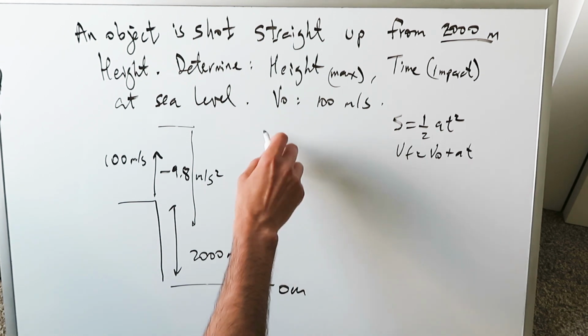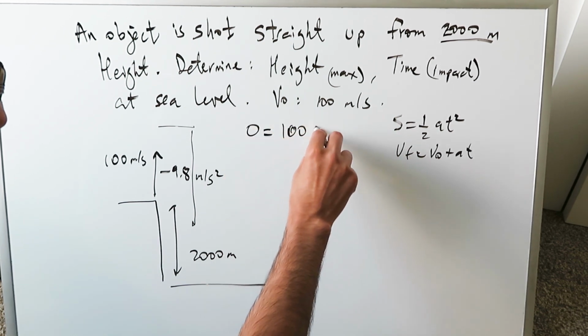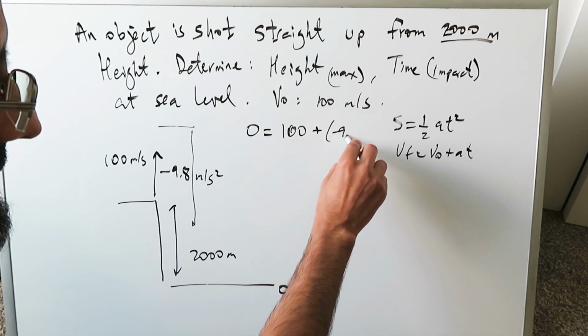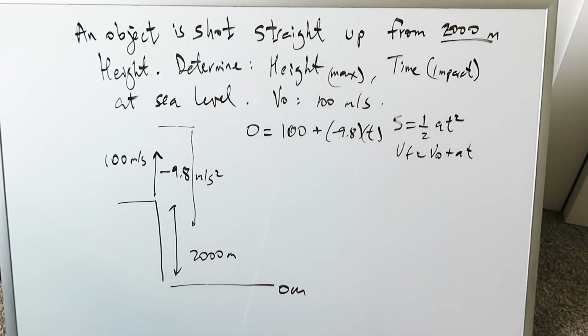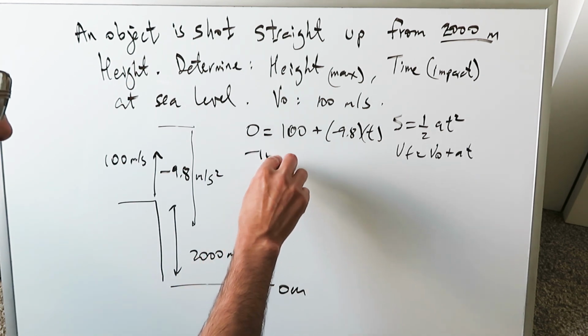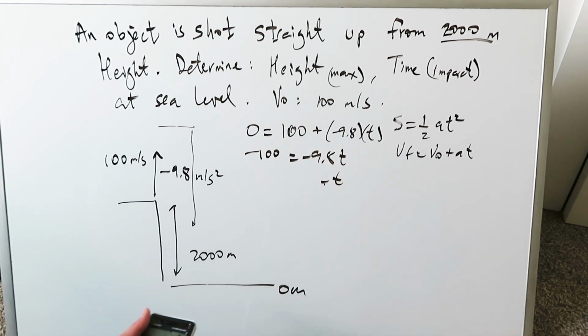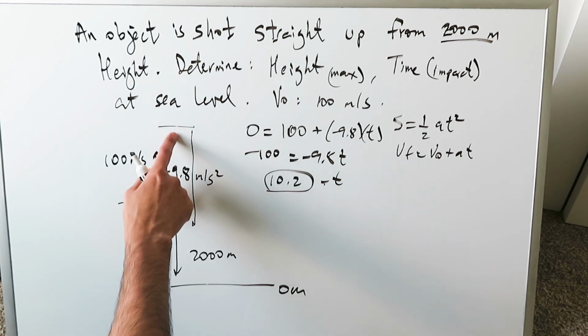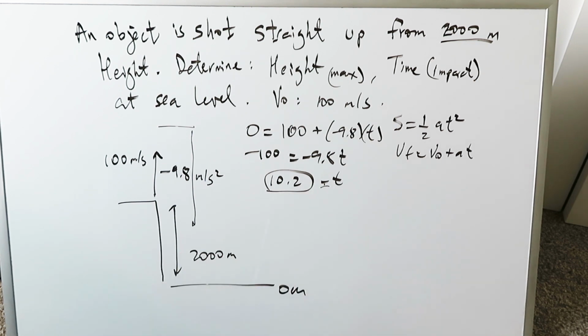And look right here. We have a final velocity of 0 is equal to initial velocity 100 plus AT, minus 9.8 t. I'm solving for this time to maximum, the time for the object to reach maximum height. Minus 100 is equal to minus 9.8 t. T is equal to 100 divided by 9.8. It's going to take 10.2 seconds to reach the maximum height.